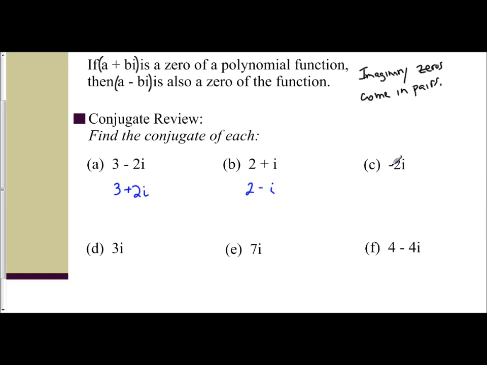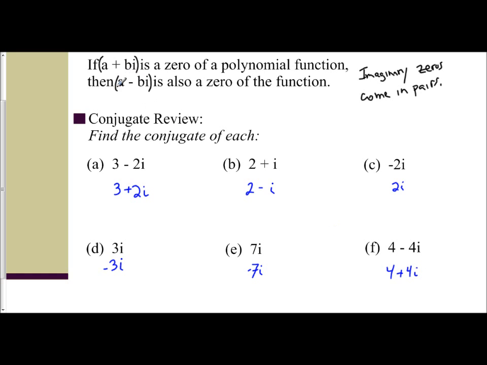The conjugate of negative 2i is positive 2i. The conjugate of 3i is negative 3i. The conjugate of 7i is negative 7i. And the conjugate of 4 minus 4i is 4 plus 4i.